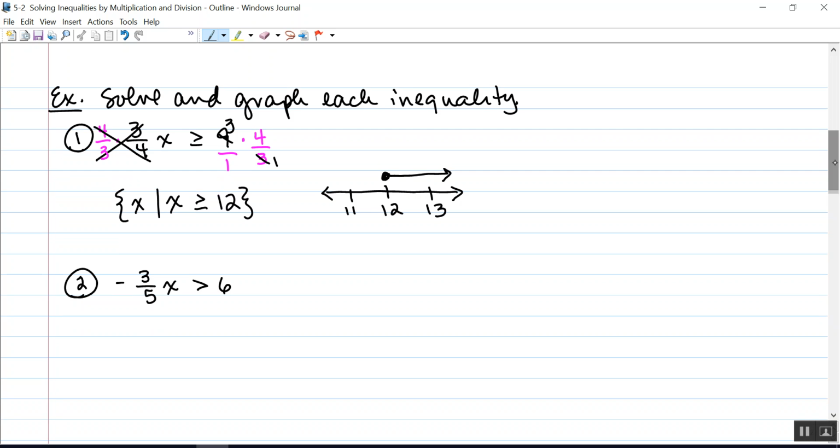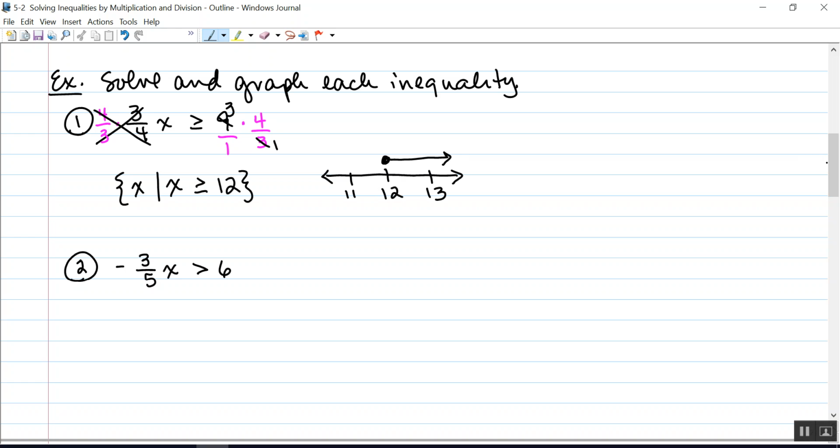My second example, -3/5 x is greater than 6. So again, since instead of dividing by the fraction, I'm going to multiply by its reciprocal, which would be a -5/3 on both sides, times a -5/3. I'll go ahead and put my 6 over 1. On this side, my 3's cancel, my 5's cancel, a negative times a negative is a positive, and I have an x. Now, because I multiplied by a -5/3, my greater than is going to become a less than. And this side becomes -10. So x is less than -10.